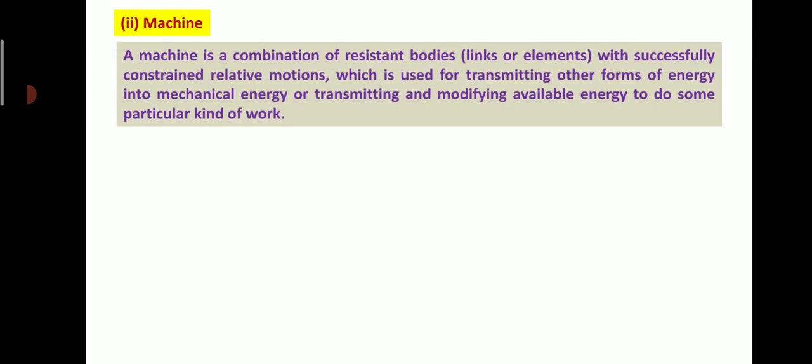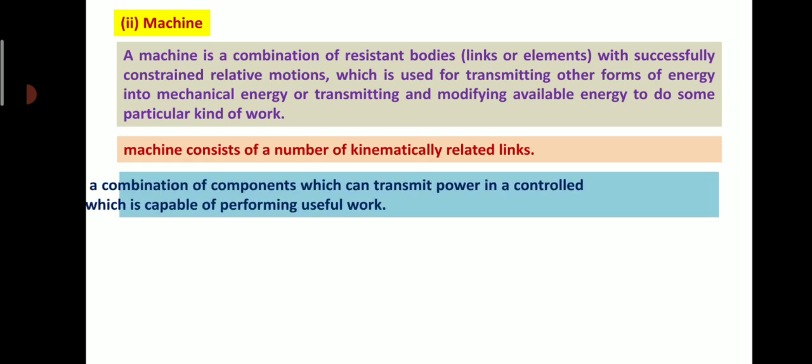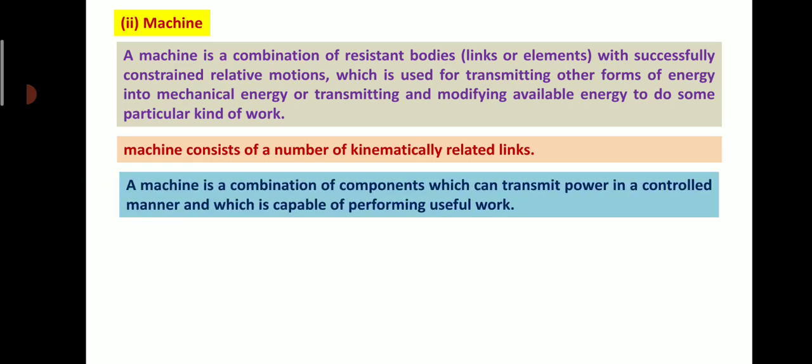Let us define what is machine. A machine is a combination of resistant bodies with successfully constrained relative motions which is used for transforming other forms of energy into mechanical energy or transmitting and modifying available energy to do some particular kind of work. Machine consists of a number of kinematically related links. A machine is a combination of components which can transmit power in a controlled manner and which is capable of performing useful work.